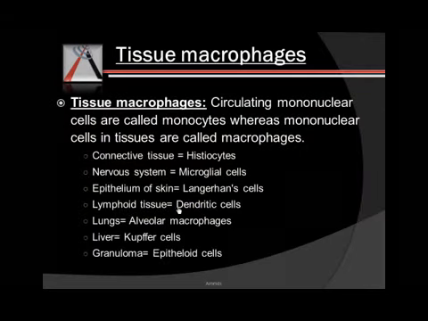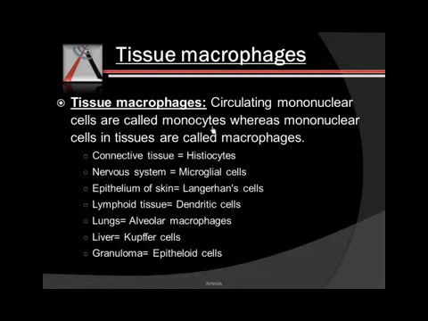We talk a little about tissue macrophages here. The tissue macrophages are nothing but the monocytes that have reached the tissue. In the tissue, they are called macrophages, and they have different names in different kinds of tissue, and we have included this slide here because again this is a very common source of MCQ.